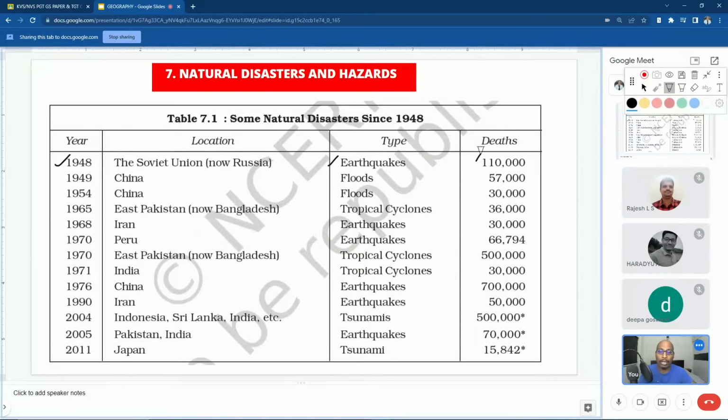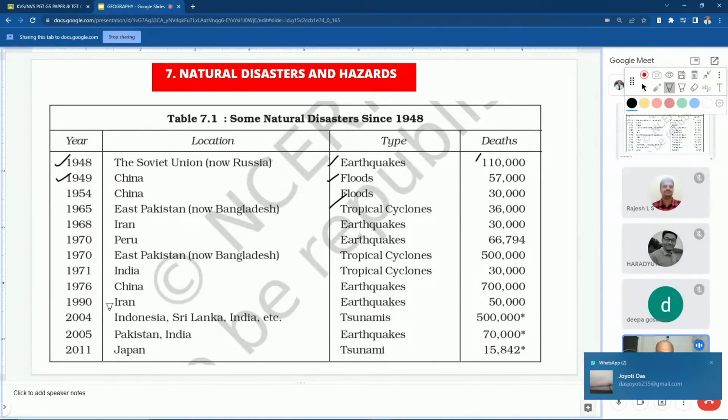110,000 people were killed during this natural disaster. So the most dangerous natural disaster in human history is earthquake. And the second one is in 1949 in China, the floods, which killed 57,000 people. So the worst natural disaster to mankind is earthquakes, then the second one is floods, and the third one is tropical cyclones.